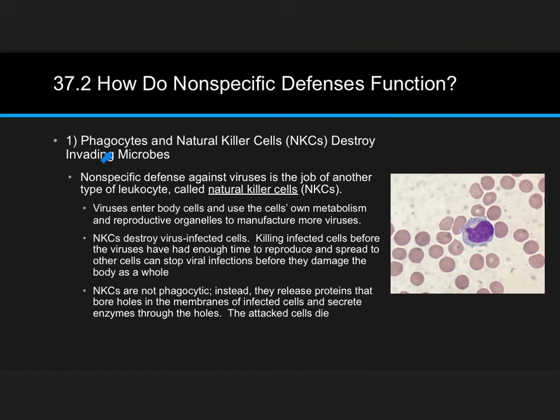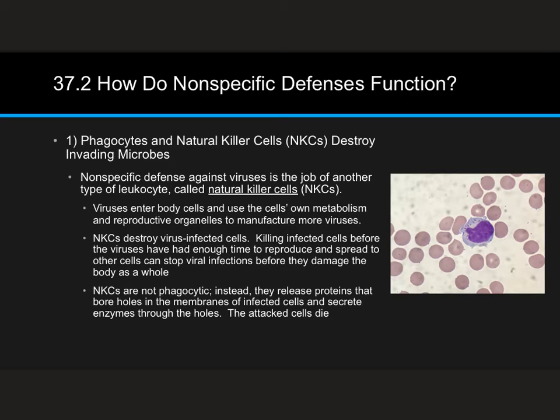So we just finished talking about phagocytes with 3 types there. Here we're going to look at natural killer cells, NKCs. Nonspecific defense against viruses is the job of another type of leukocyte called NKCs. When viruses enter the body's cells and use the cell's own metabolism and reproductive organelles to manufacture more viruses, that's how it spreads, right?